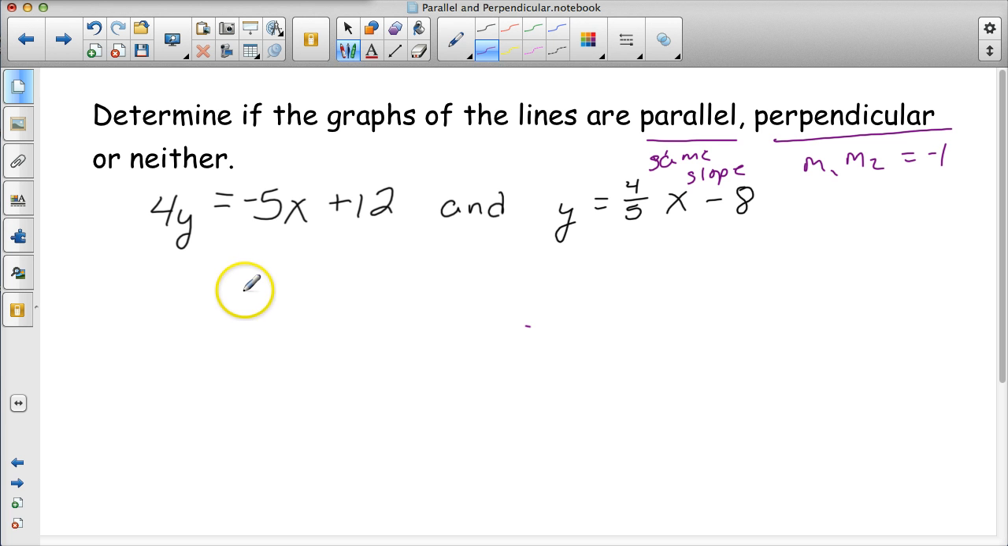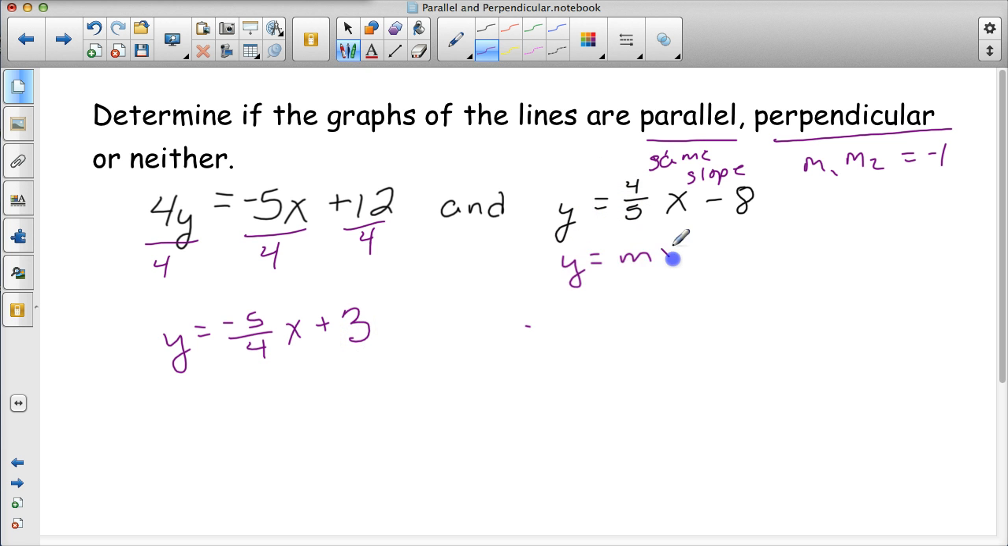In order to determine this, I need to have my equations written in slope-intercept form so that I have the slope of both lines. To find the slope of 4y equals -5x plus 12, I simply divide both sides of my equation by 4. This gives me y equals -5/4 times x plus 3. Now, the slope of this line, y equals mx plus b, m, we'll call that m2, is 4/5. And in this one, m1 is -5/4.